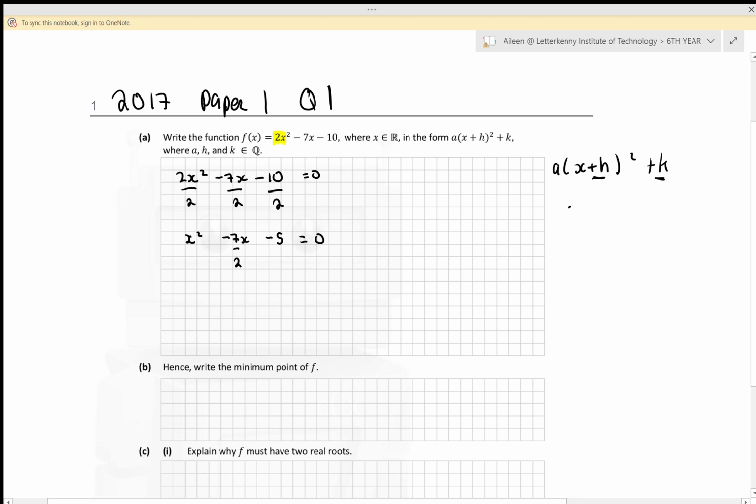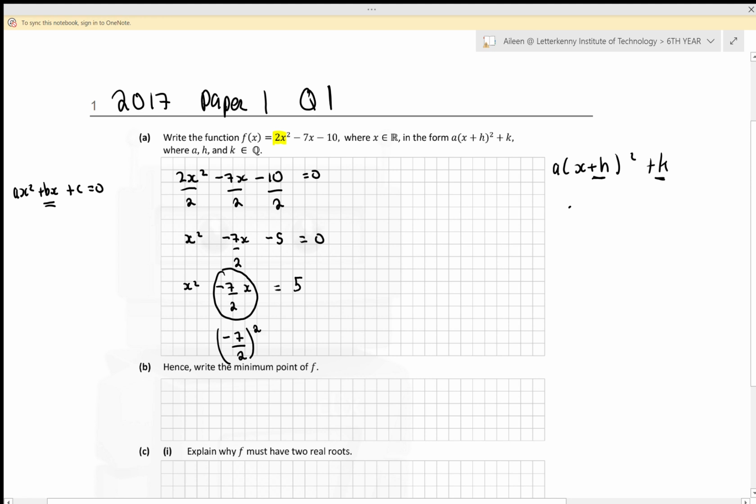Now, take your c coefficient, i.e. the value that's on its own, and bring it to the other side of the equation. This gives us x squared minus 7 over 2 x is equal to 5. We now remove bx from your equation entirely, and we replace it with the square of your coefficient attached to the x.